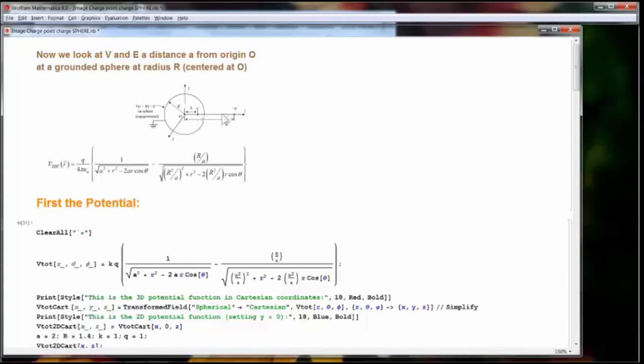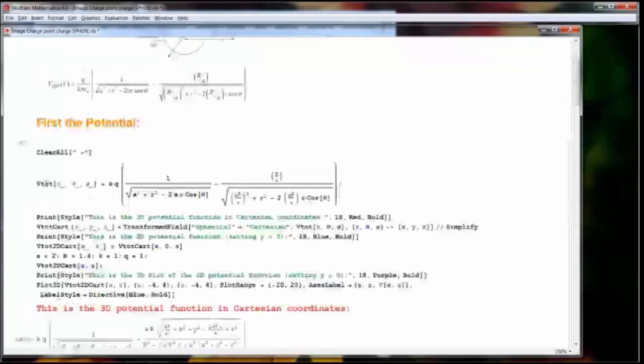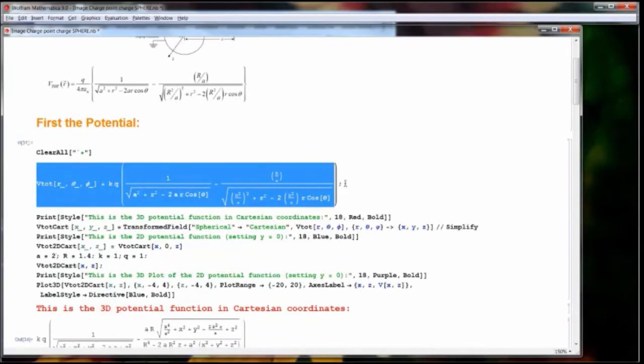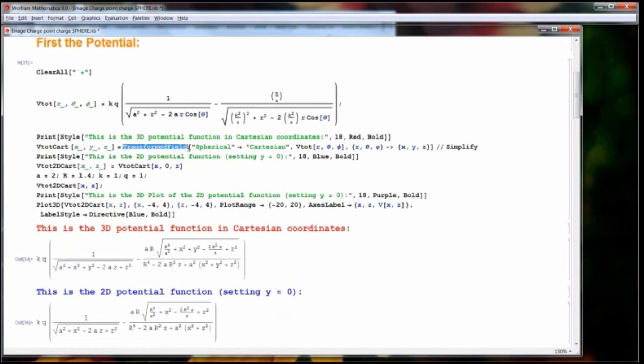Here's our problem again. Here's the potential in spherical coordinates. The first thing we're going to do is define that potential, exactly what we have up here, using k for 1 over 4 pi epsilon naught. In order to do some plotting, we have to convert this to Cartesian coordinates. And there's a useful function called transform field, which allows us to go between different coordinate systems.